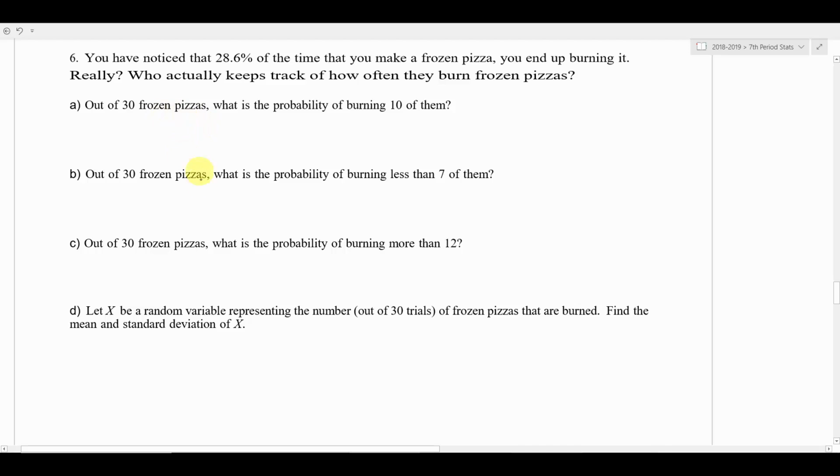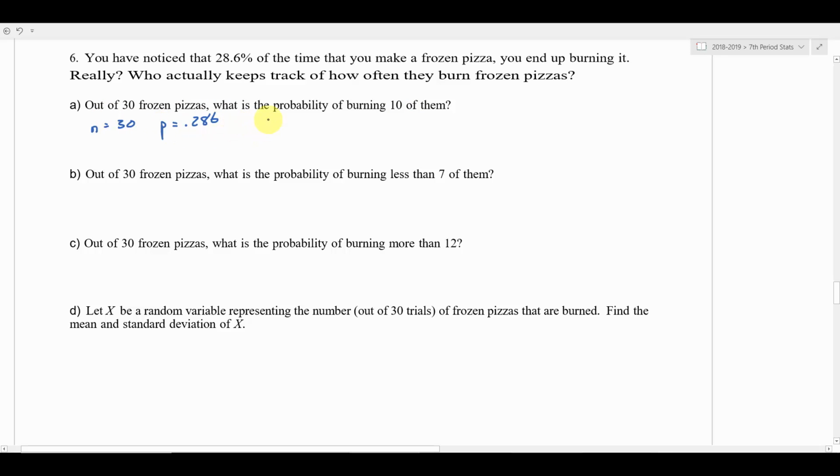So this is actually a binomial experiment, right? You put the pizza in the oven and you're either going to burn it or you're not, right? We have a set number of trials at 30. So we can say n equals 30. The probability of success, we call that P. The probability of success is 0.286. And they just want to know what's the probability of burning 10 out of 30 of them.